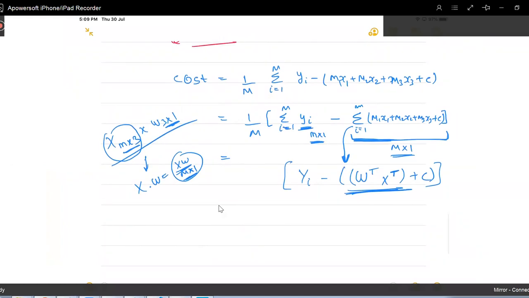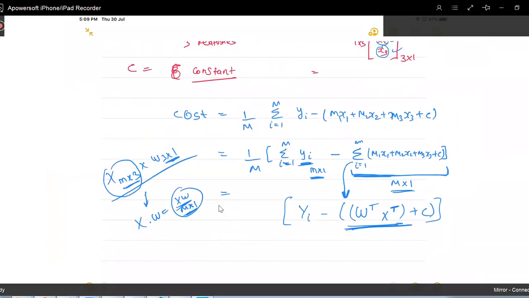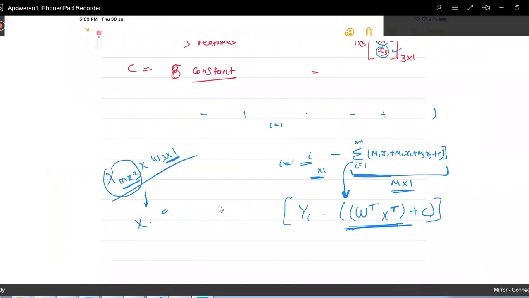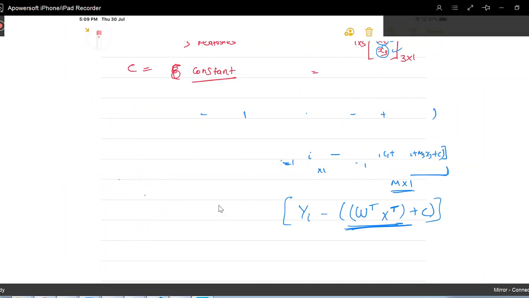Just ignore this part for right now. Here I got confused, so this part is not correct. Just ignore this part.